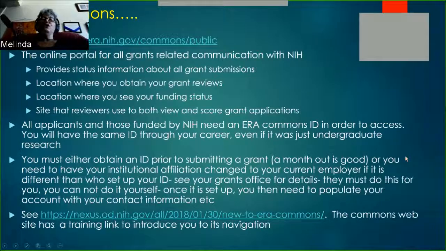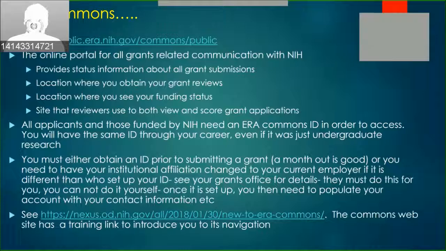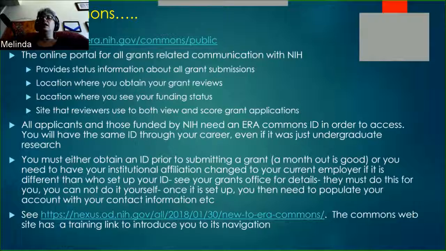Or if you've changed institutions, let's say you had an ERA Commons ID during your residency, and now you're a faculty member at your institution, you have to institute an affiliation change. Let's say you did your residency at Thomas Jefferson, and now you're a faculty member at Nemours. You have to have your institutional affiliation actually switched from Thomas Jefferson to Nemours in order to have your grant be submitted through the Nemours system.